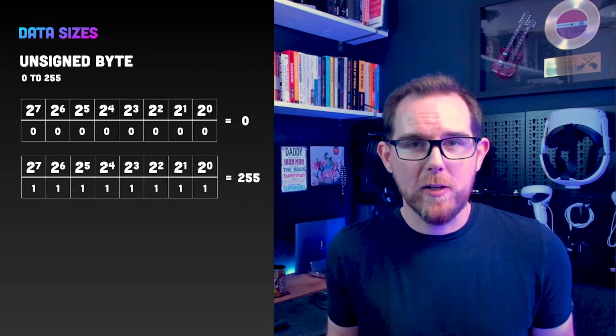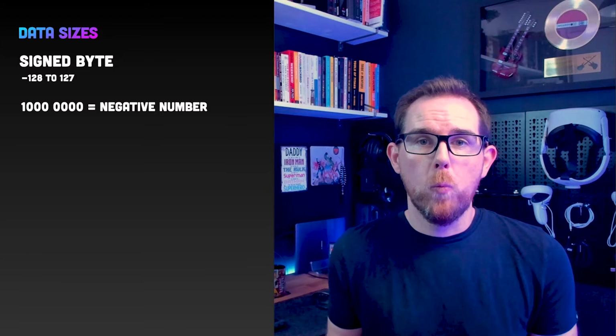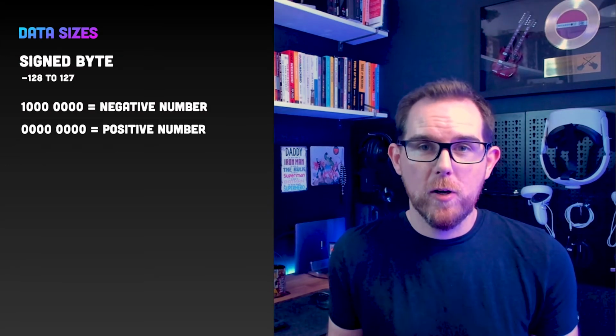That's why we have signed bytes. A signed byte can store negative numbers as well, but it can only store numbers in the range of -128 to +127. The reason for this is we need to use one of those bits to represent the sign, and therefore we only have 7 bits left to represent the rest of the numbers. In a signed byte, we use the leftmost bit to represent a negative number. So if it's 1, it's a negative number. If it's 0, it's a positive number.